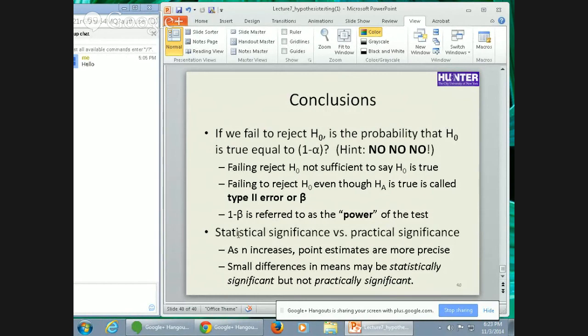And finally, statistical significance does not necessarily mean practical significance. Especially with very large samples, you can get a small p-value with a very small difference that in practice doesn't really mean anything. Practical significance is not something that you determine by statistics. That's just based on your knowledge of the area and how big of a difference actually matters.